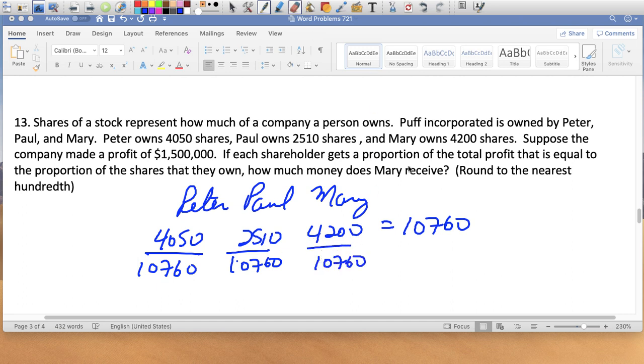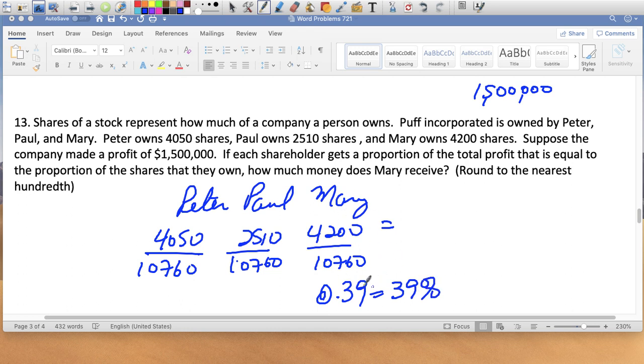Now, they worked for a whole year, and their company made $1,500,000. So that's profit. They've got to split it up. So you want to know how much Mary's going to get. Well, Mary's going to get this percentage. So if you were to divide that number, 4,200 divided by 10,760, and show this as a decimal, this is 0.39, which equals 39%. So Mary is a 39% owner of this company, which means she's going to get 39% of the 1.5 million.